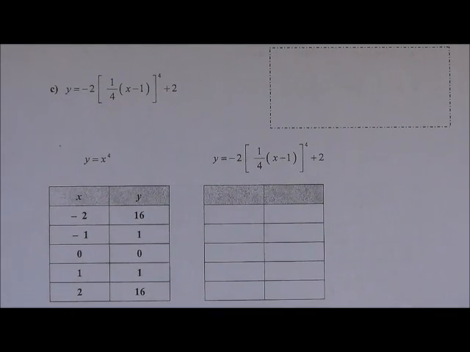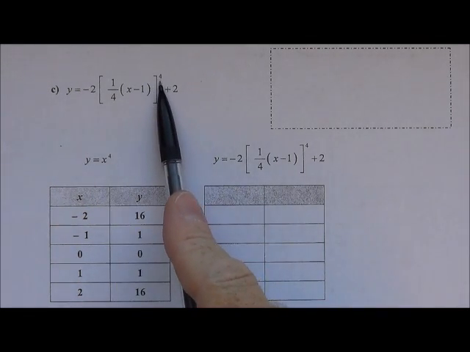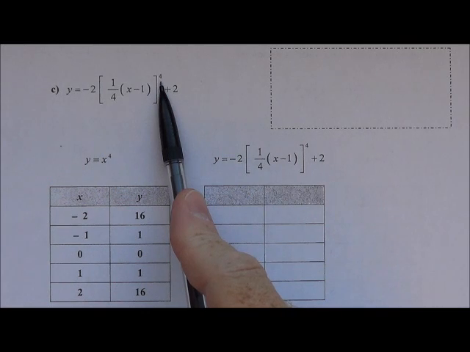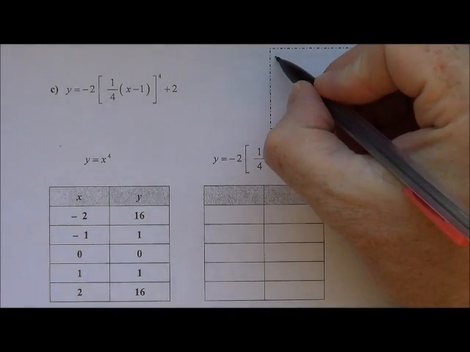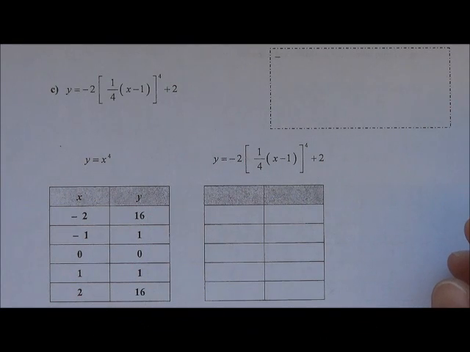Okay, again we'll take a look at the parent function we see as a quartic. You can also tell that by the 4 up here in the exponent. And state all the transformations. So pause the video please and state all the transformations from left to right.